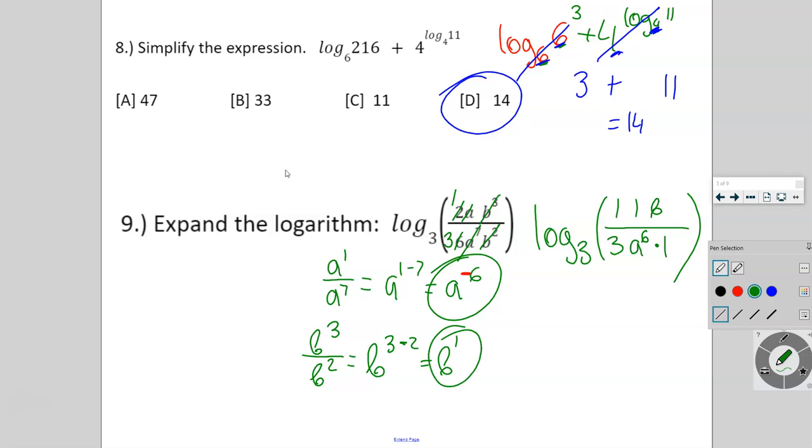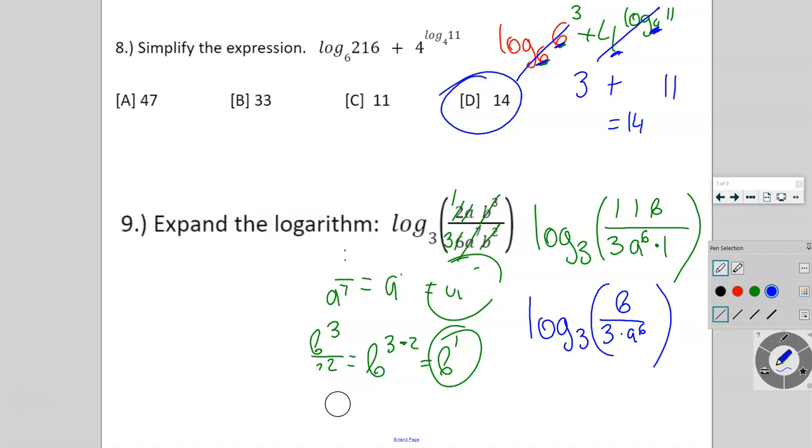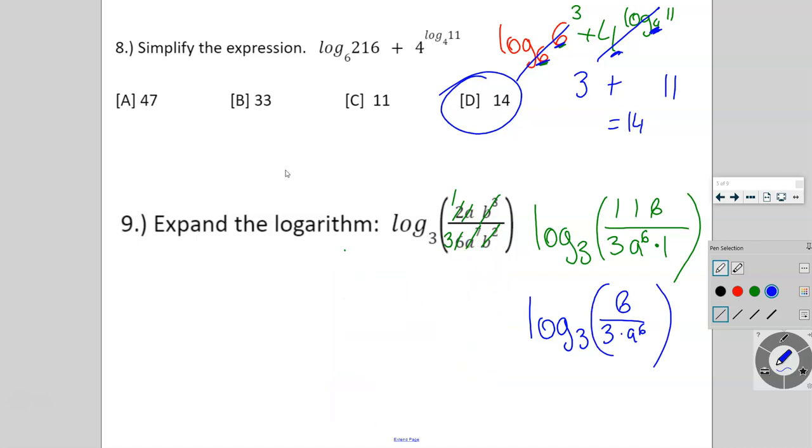Now we're going to rewrite it nicely, because we don't have to write the ones. So this is going to be log of cubed b on the top, 3 times a to the 6th power on the bottom. Now I am going to expand it. That means, how many logs am I having? 1, 2, 3. Because remember, it's a log of every single item that's in that parentheses.